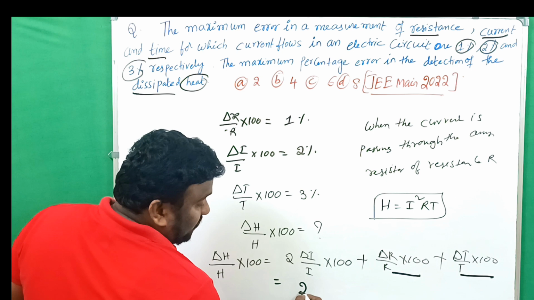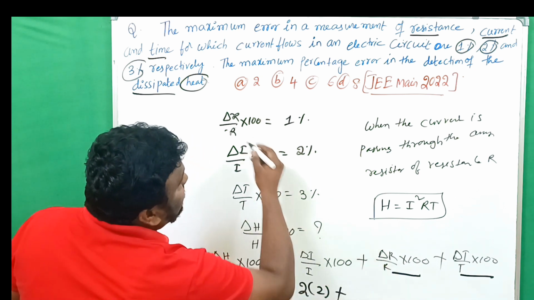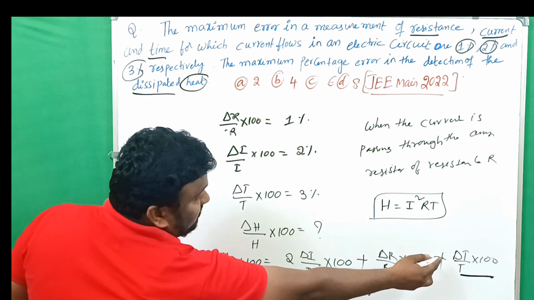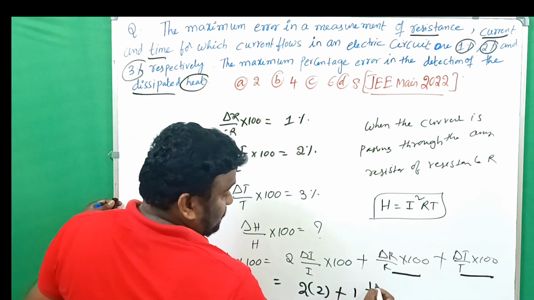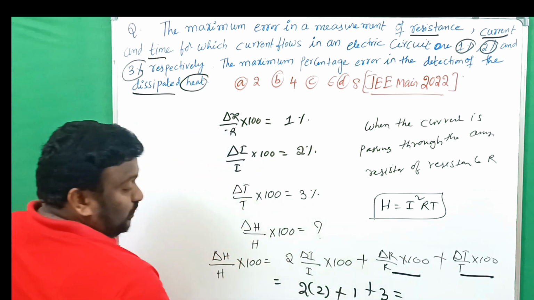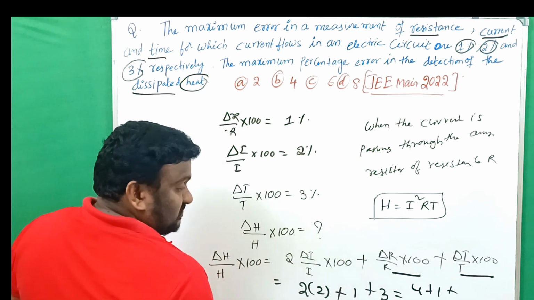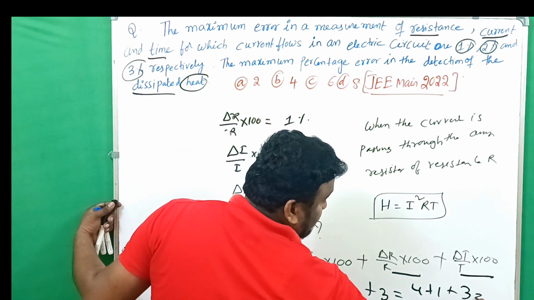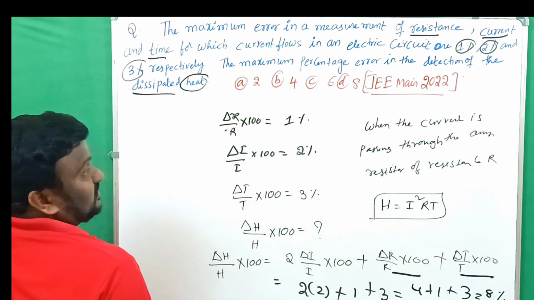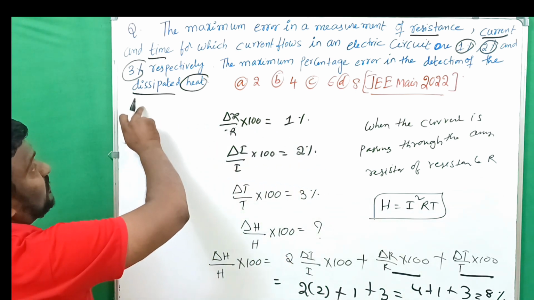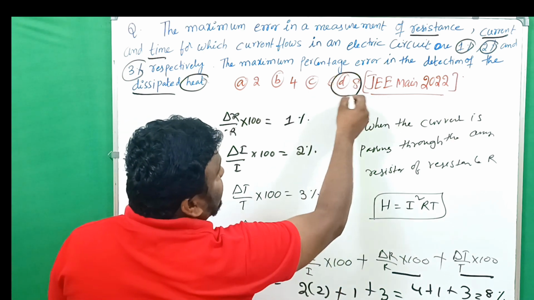So that is 2 into 2 plus 1 plus 3. 2 into 2 is 4, 4 plus 1 is 5, 5 plus 3 is 8%. Therefore the percentage error in the dissipated heat is 8%. That's why option D is the correct one.